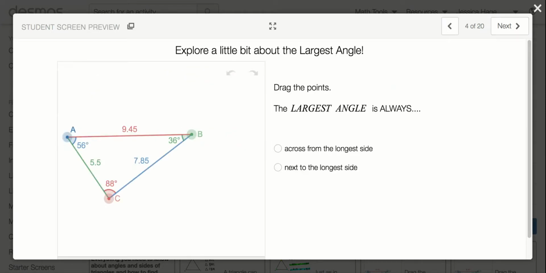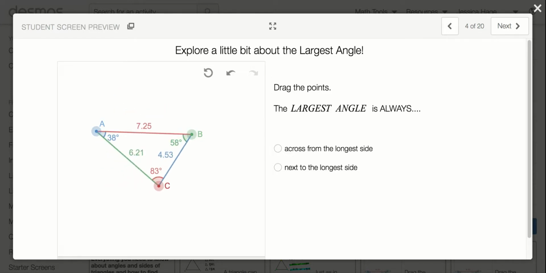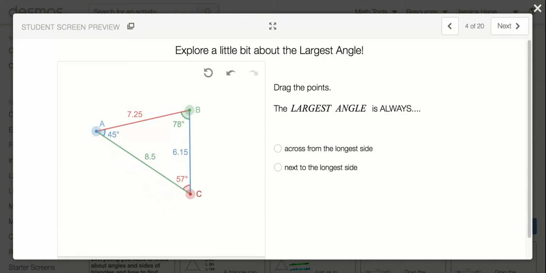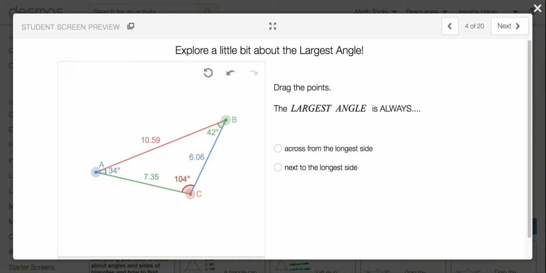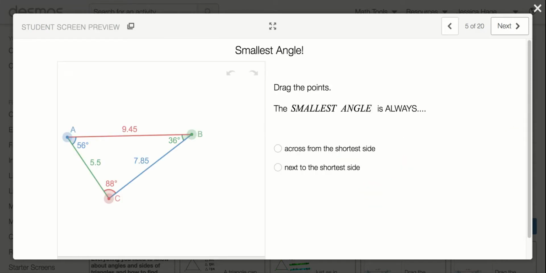Slide 4, along with some future slides, is an exploration. You can move this triangle around and look at the angles, which are on the inside, and the side numbers on the outside. We want to look at the largest angle. I'm going to stop here on 104. The largest angle is always across from the longest side, and in my case, they're both red. The smallest angle is always across from the shortest side. And again, you can pause this video and experiment a little bit.